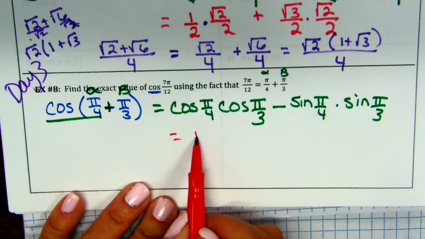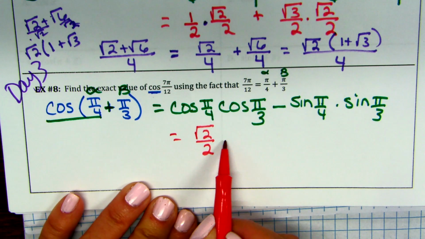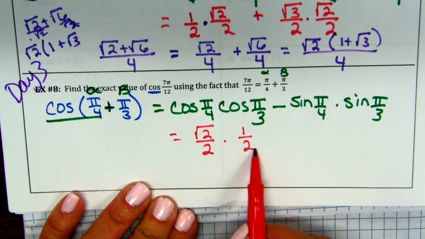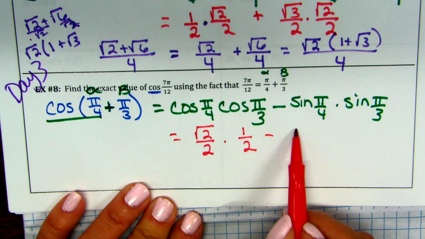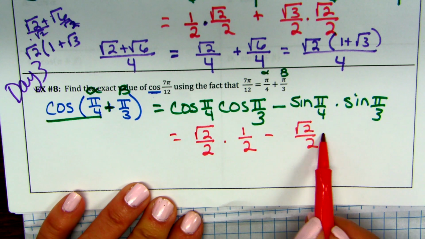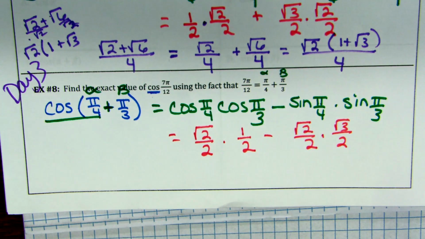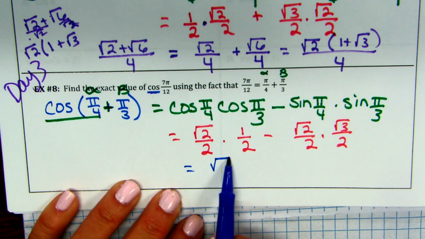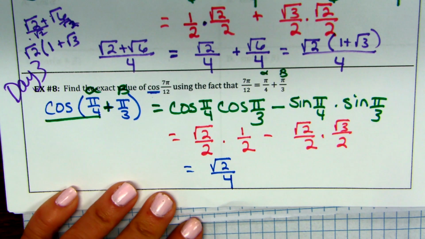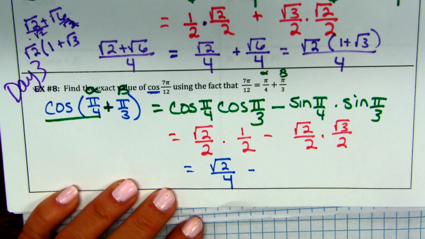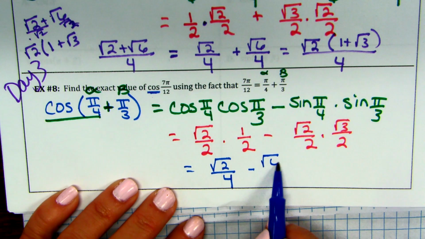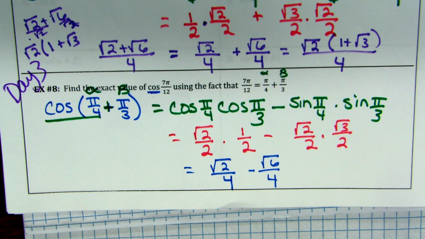And then unit circle. Square root of 2 over 2, 1/2, square root of 2 over 2, and square root of 3 over 2. Told you, look, all those same numbers we just saw in the last problem. We would get square root of 2 over 4 minus square root of 6 over 4. And then you saw the other 2 ways you could write it, but this is perfectly fine.